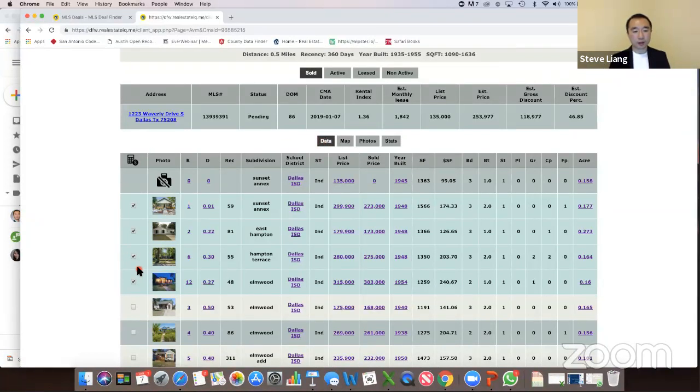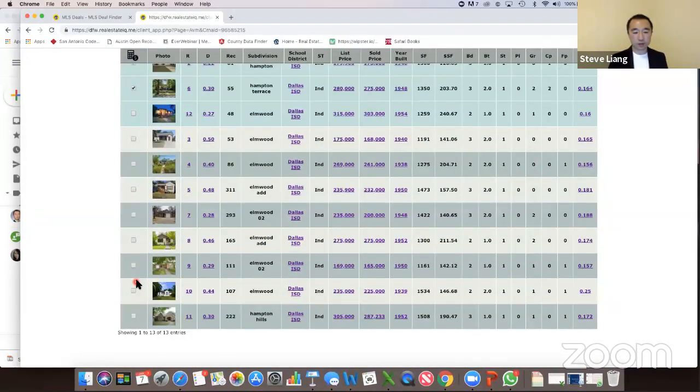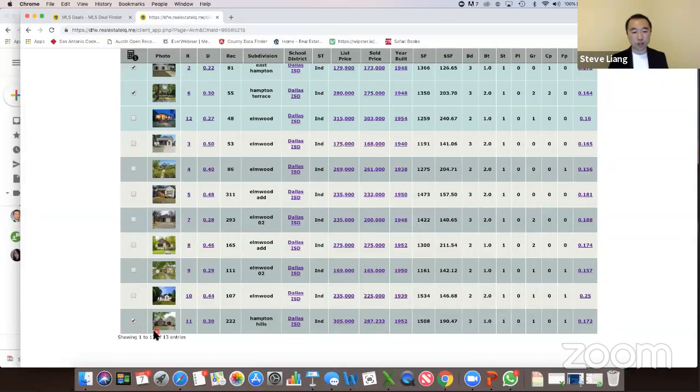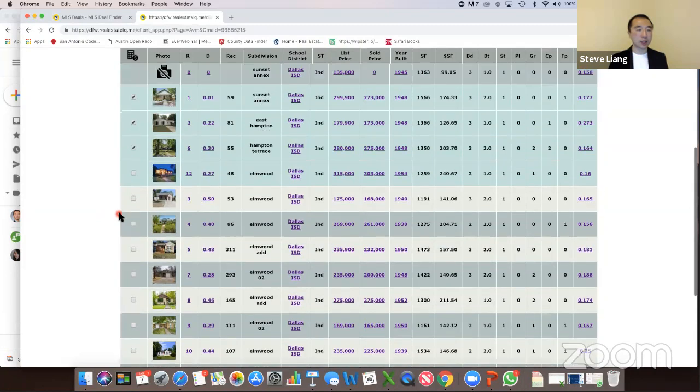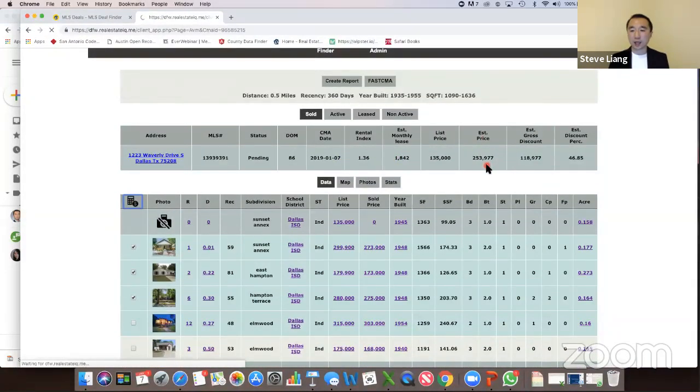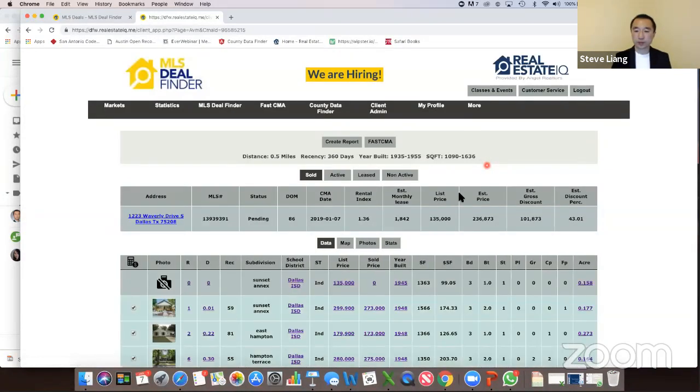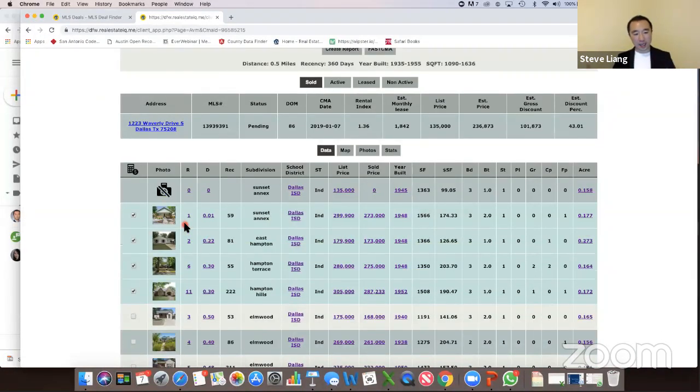And for example, here, if I say, hey, I don't like number 48 because it's in Elmwood, and I don't like to use houses from Elmwood, I'm going to take that off, and I can replace it with something else. So just for demonstration purposes, I'm going to pick this one. It's Hampton Hills. I can click on recalculate CMA, and it's going to give me the estimated price. So now we're at $236,373. We have changed the estimated price, and that changes the discount, of course. Cool, very cool. We are looking at the data and pick the right comps, and now we have a number.